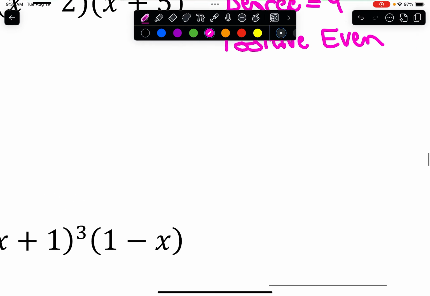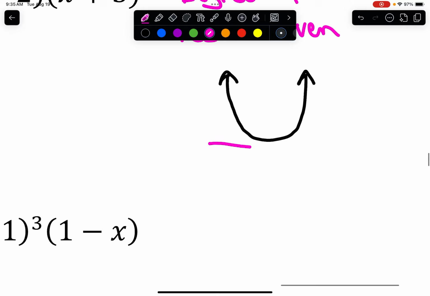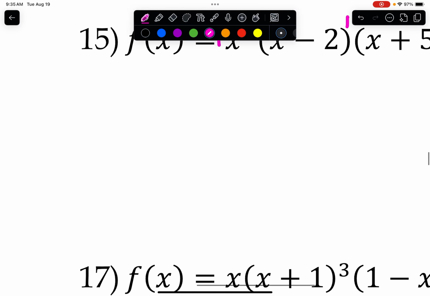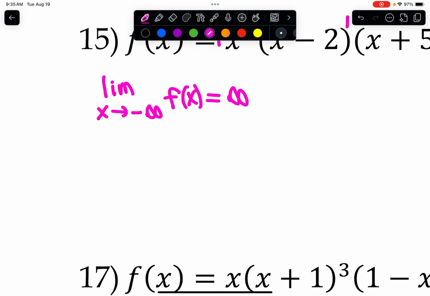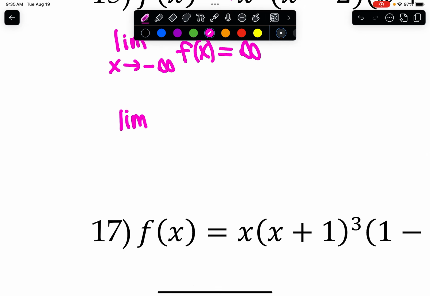So positive even, your graph would look like an upwards facing parabola on both ends. So for your end behavior, as my x value decreases, my y value is increasing. As my x value is increasing, my y value is also increasing. So with limit notation, the limit as x is approaching negative infinity of f of x, well, that's going to equal positive infinity. And then my limit as x is approaching positive infinity of f of x, that's going to equal positive infinity as well.